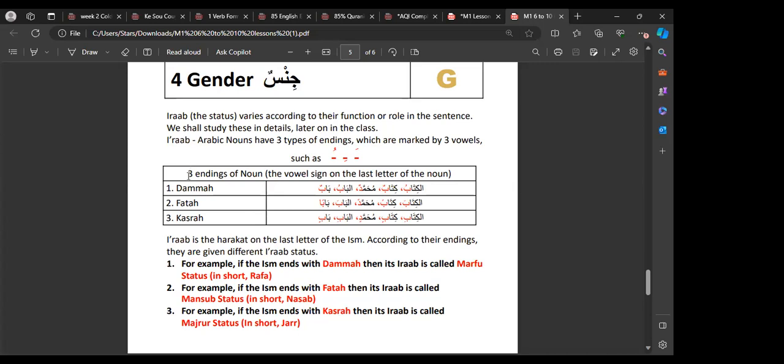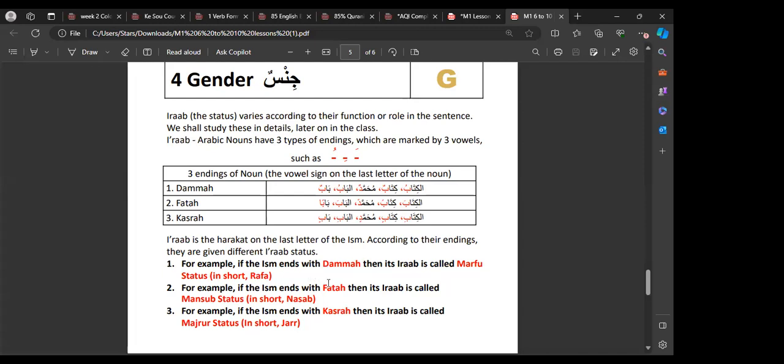Marfu doesn't mean dhamma. Dhamma is a sign of marfu. And this is where it gets complicated. So just forget the meaning of marfu. Forget the meaning of mansub and majroor. Just think of it like ABC. Marfu is A, Mansub is B, Majroor is C, and we're putting them in these categories.